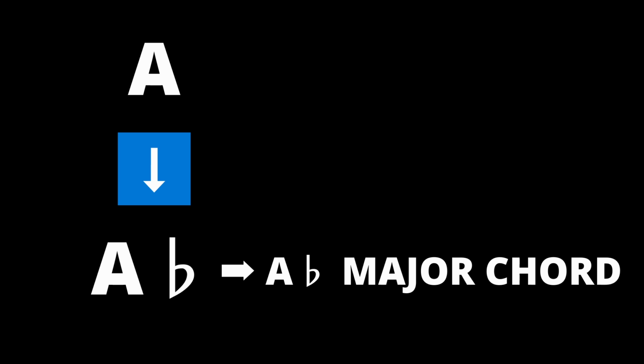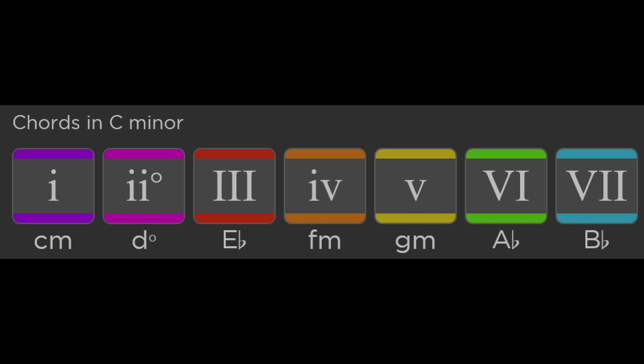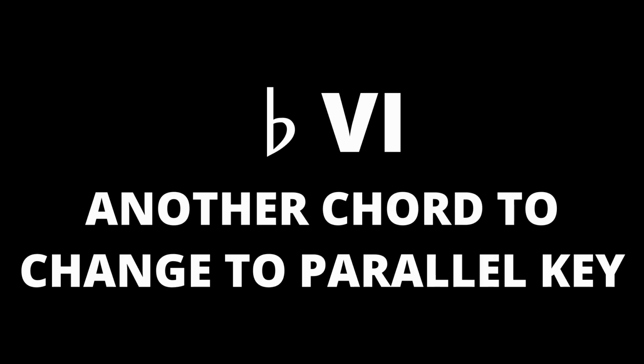If we construct a major chord with the root note of A flat, then we have an A flat major chord. So the flat 6 Roman numeral shows us that we have flattened the root note of the 6 minor chord and created a major chord from this. If you remember from earlier, A flat major is the 6th chord in the key of C minor, so this presents us with a new opportunity to change to the parallel key.